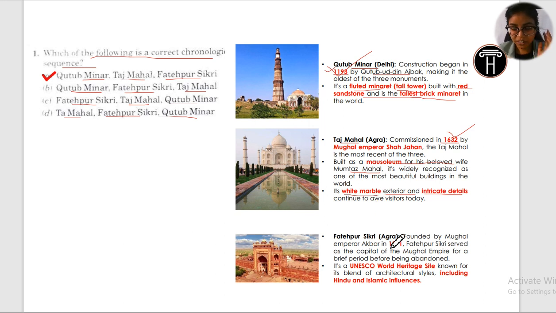The third one is your Fatehpur Sikri. It was built by Emperor Akbar in the year 1571. At that time, it used to serve as the capital of the Mughal Emperor. The next point is it is a UNESCO World Heritage Site known for its blend of architectural styles including Hindu and Islamic influences. So in Fatehpur Sikri you will get to see this architectural style of Hindu and Islamic. So as per the year of construction, first we have Qutub Minar, then Taj Mahal and then Fatehpur Sikri. So the correct answer is option number A.